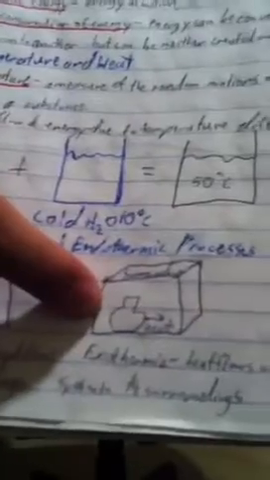Here's an illustration of what that looks like. This is endothermic, and that's exothermic. See this? This is the container, and the heat's going out into the surroundings. And this is a container, and the heat's going into the container from the surroundings.